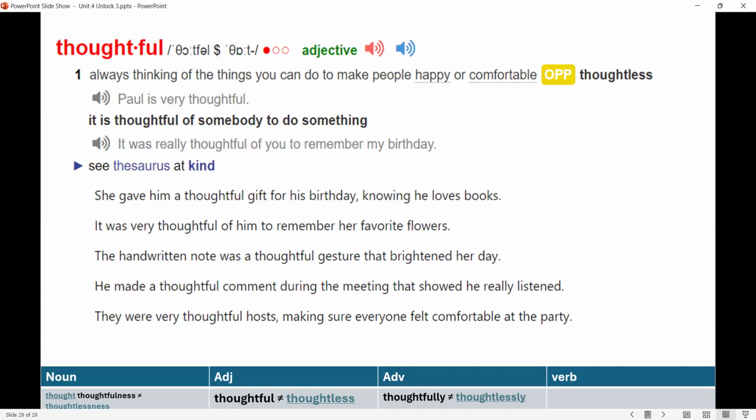Paul is very thoughtful. It is thoughtful of somebody to do something. It was really thoughtful of you to remember my birthday. She gave him a thoughtful gift for his birthday, knowing he loves books.